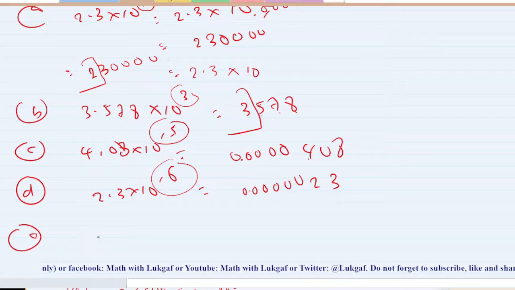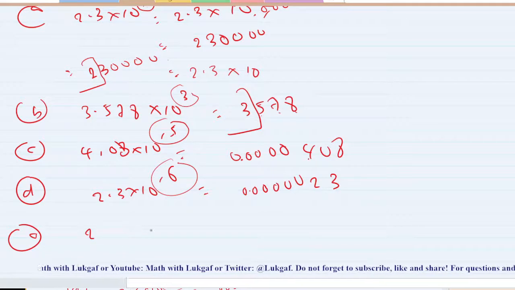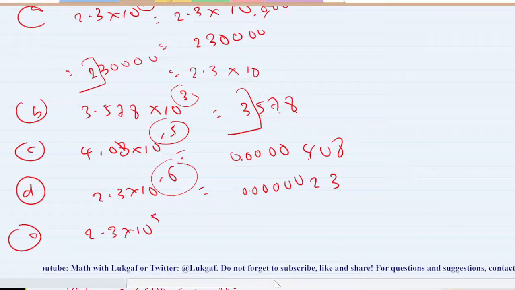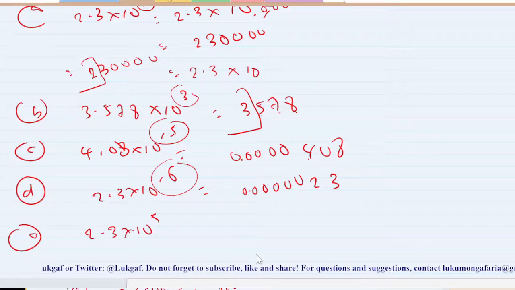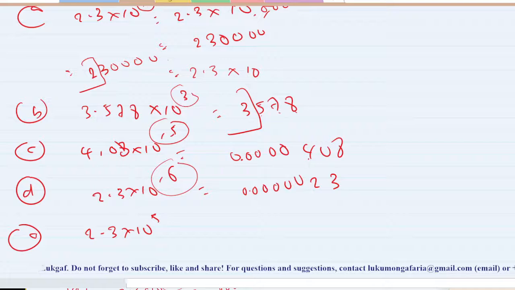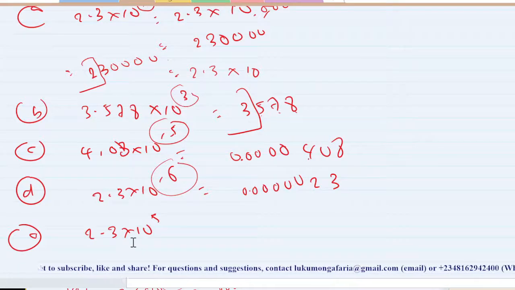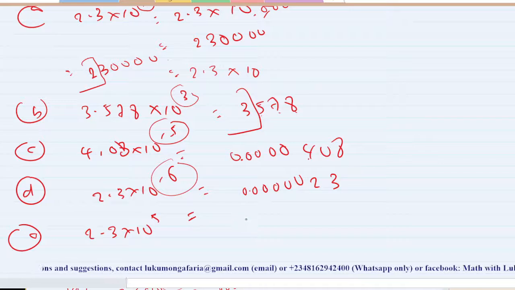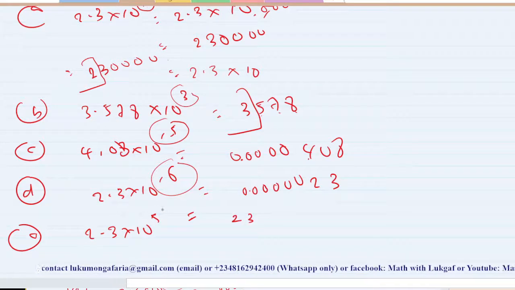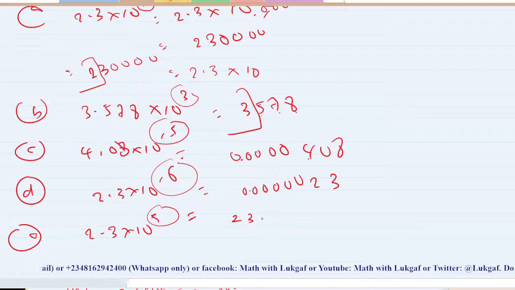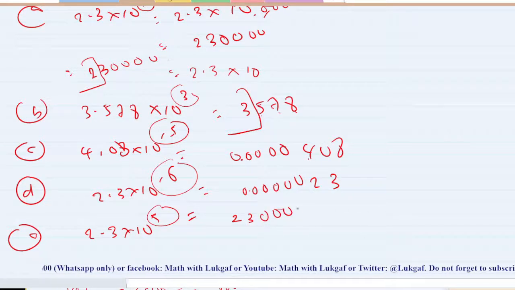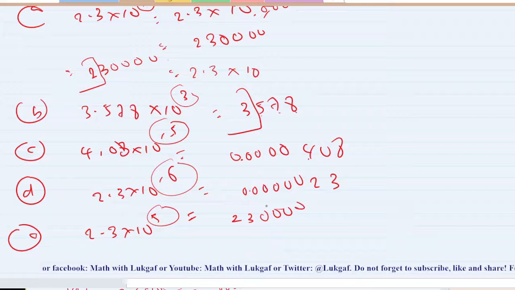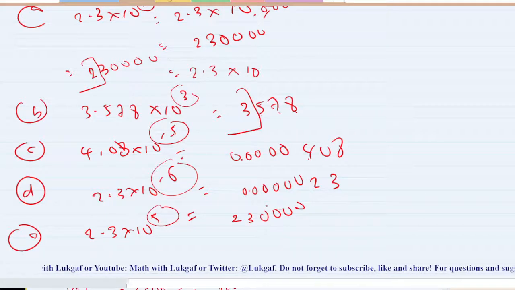Okay, what of this one? Can you tell me what you are going to have? This is not difficult. 2.3 multiplied by 10 raised to power 5. Okay, I think we've done that above. But the answer is going to be what? 2, 3. This is telling you that after the first digit, you must have 5 digits. This is not up to 5 yet. Then you have to make it up, make it 5, and that will be your result. You can see it is very simple.